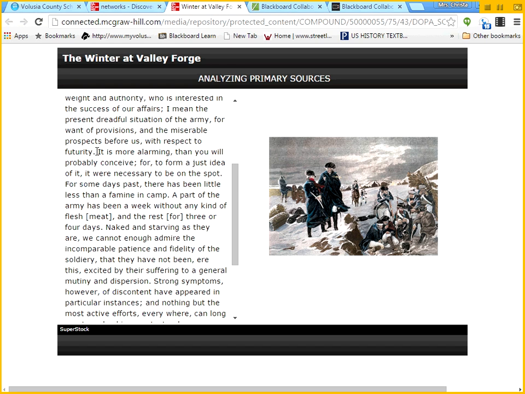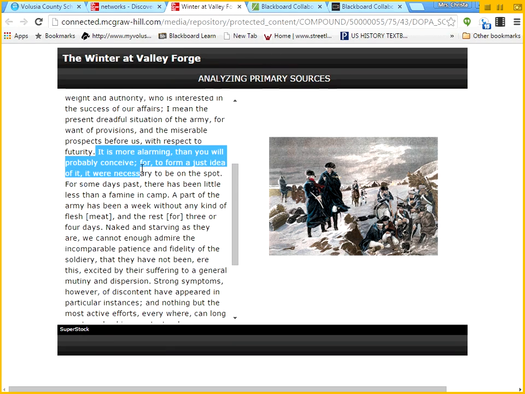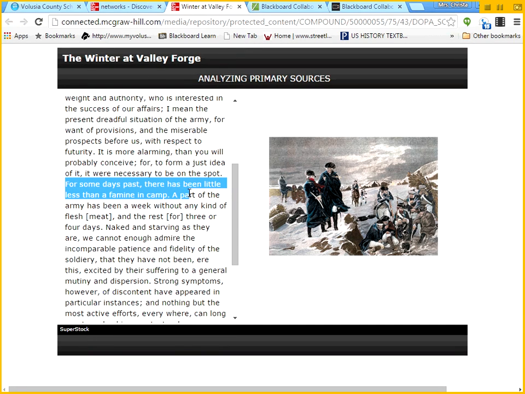It's bad, yeah. Okay. It is more alarming than you will probably conceive. So he's saying, like, you might think this is bad, but it's worse than you could even imagine. To form a just idea of it, it were necessary to be on the spot. So he's saying you really have to be here to really understand how bad this is. For some days past, there has been little less than a famine in camp.